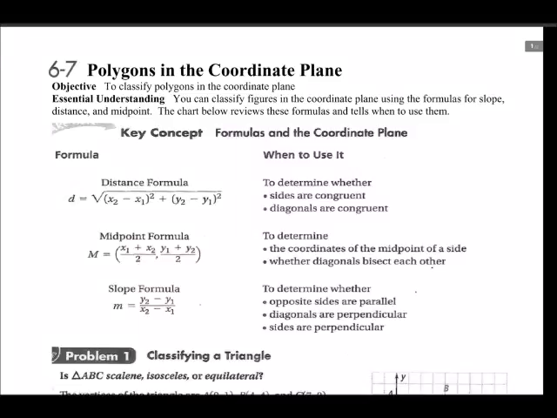6.7, polygons in the coordinate plane. Ooh, the coordinate plane is back. Our objective in this lesson is to classify polygons that are in the coordinate plane. So, how do we classify polygons? We know stuff about their sides, angles, and diagonals.